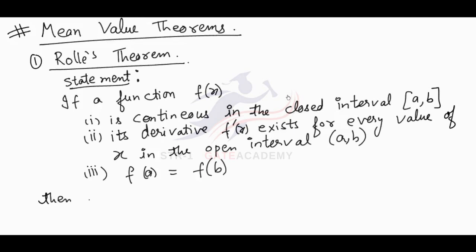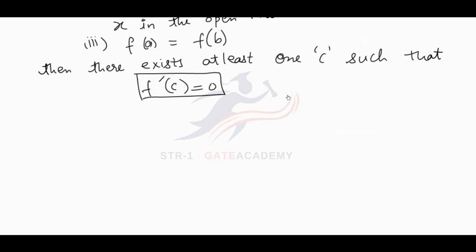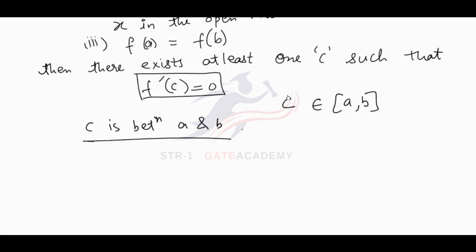Then he says that there exists at least one c such that f'(c) is equal to 0, such that f'(c) is equal to 0, right? Now, what do I mean by this? You also have to understand that this c belongs to (a, b). Not belongs to, we should say that c is between a and b, right?